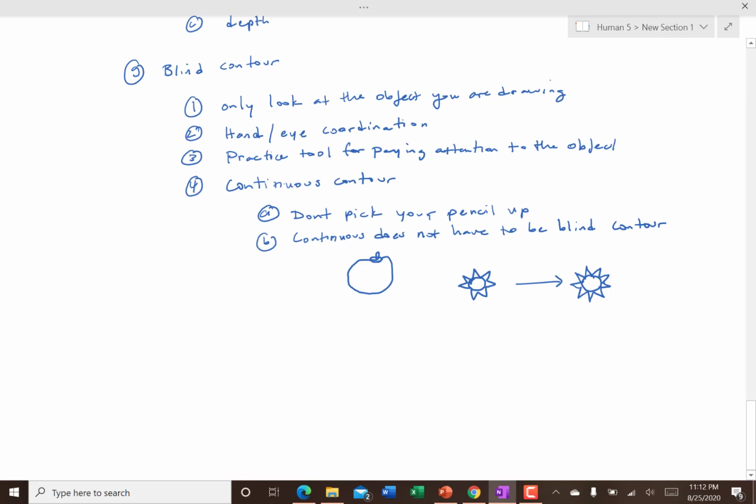So why do this? All right, why contour lines?